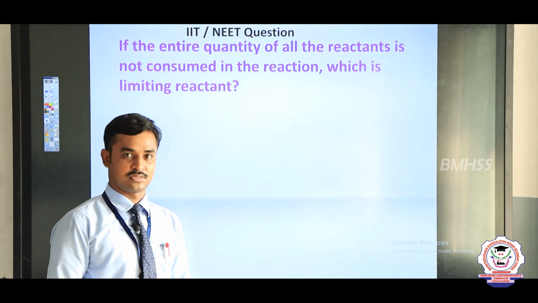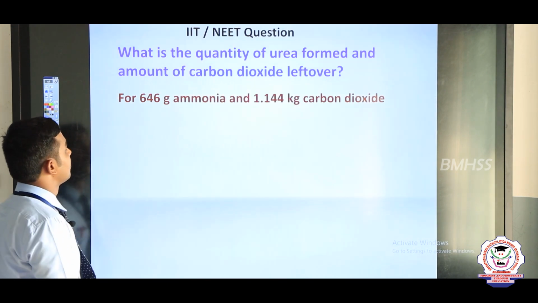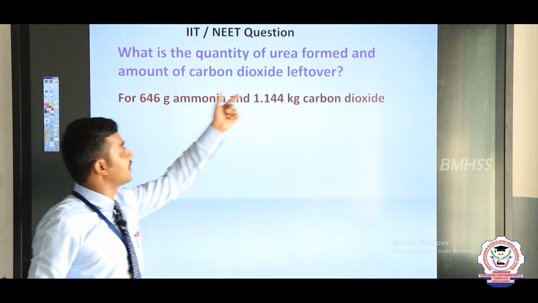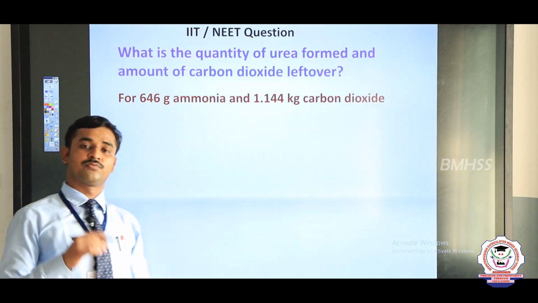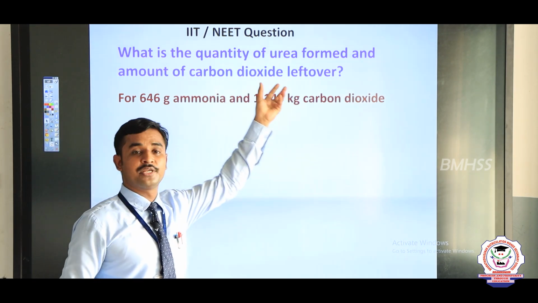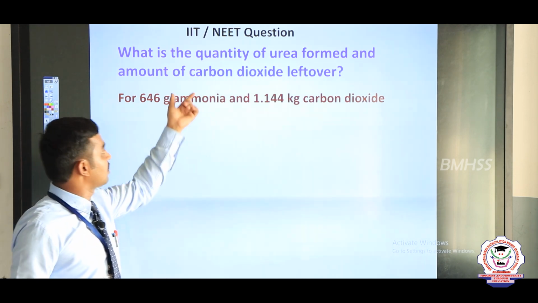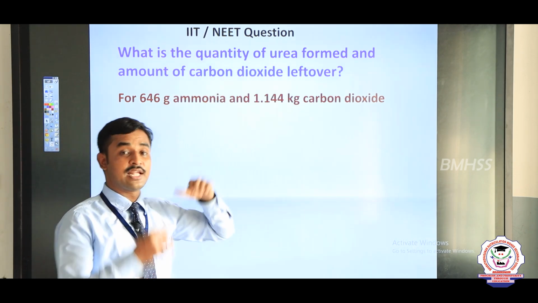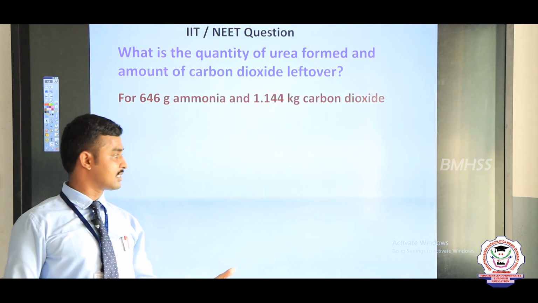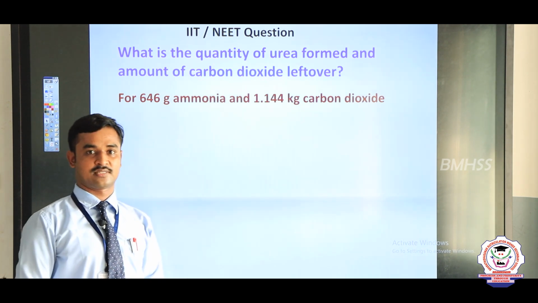This is the first question, and our next IIT question is, what is the quantity of urea formed and the amount of carbon dioxide left over? So, we want to find the limiting reagent first, and next, how much urea is formed in this reaction. And the last one, carbon dioxide left over in the reaction, so carbon dioxide remaining present in the product. So, we want to find the amount of carbon dioxide in this reaction.